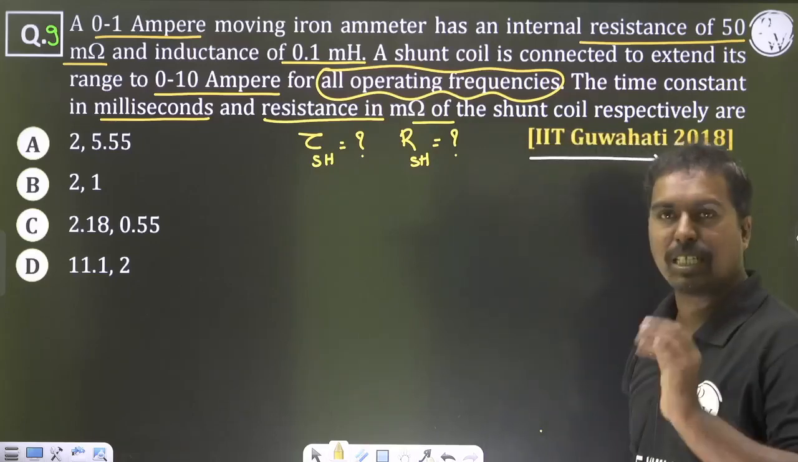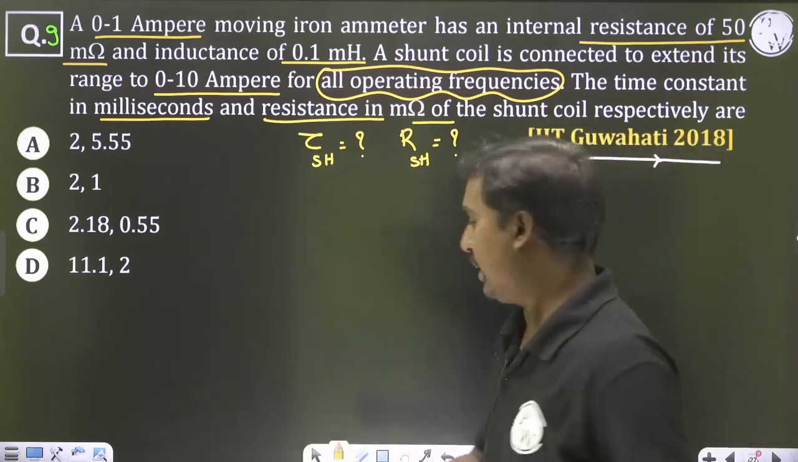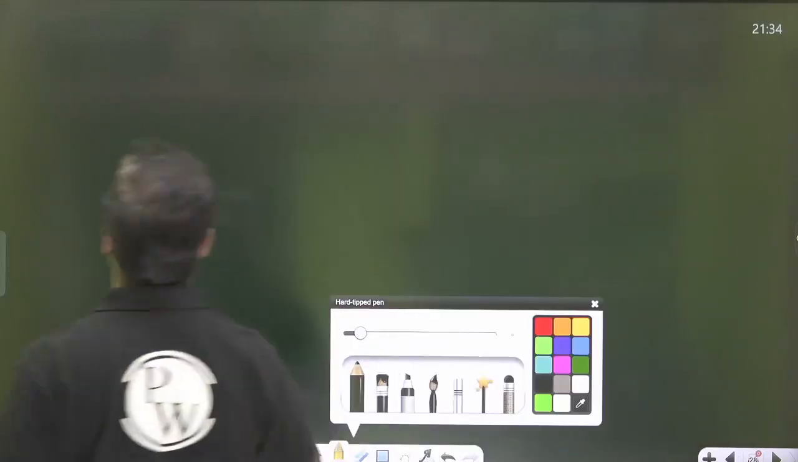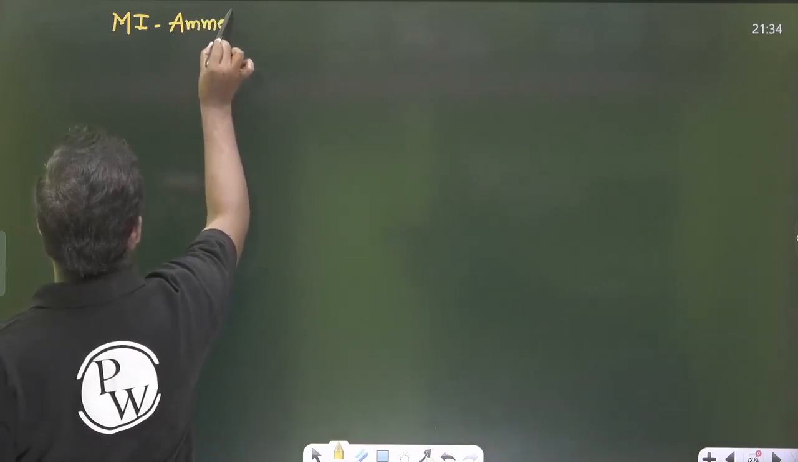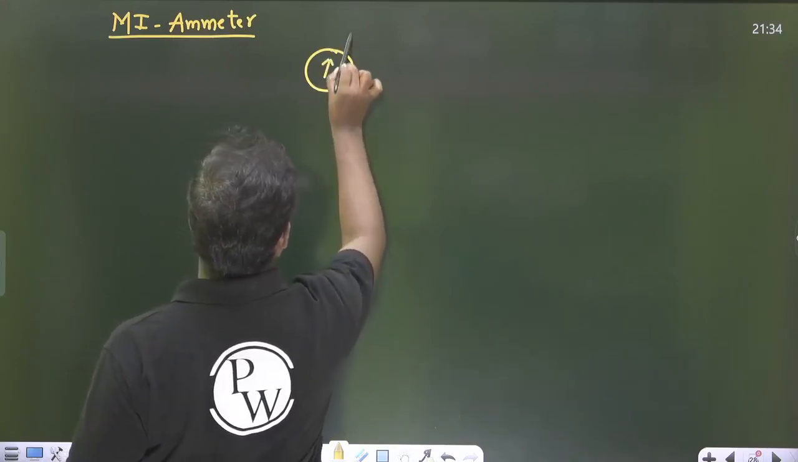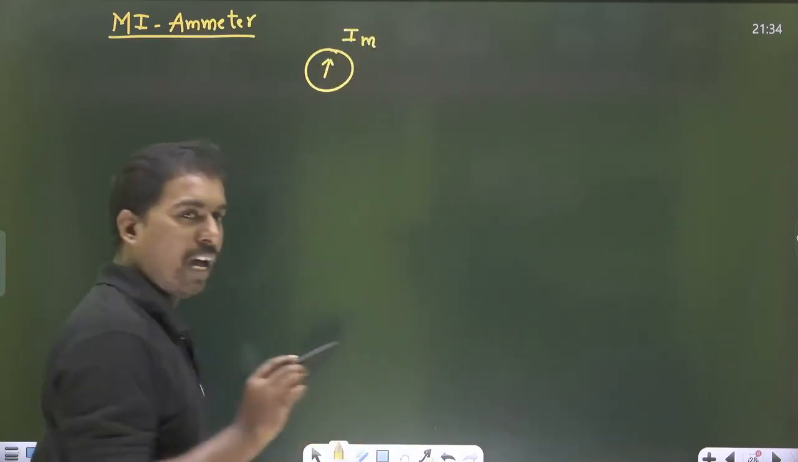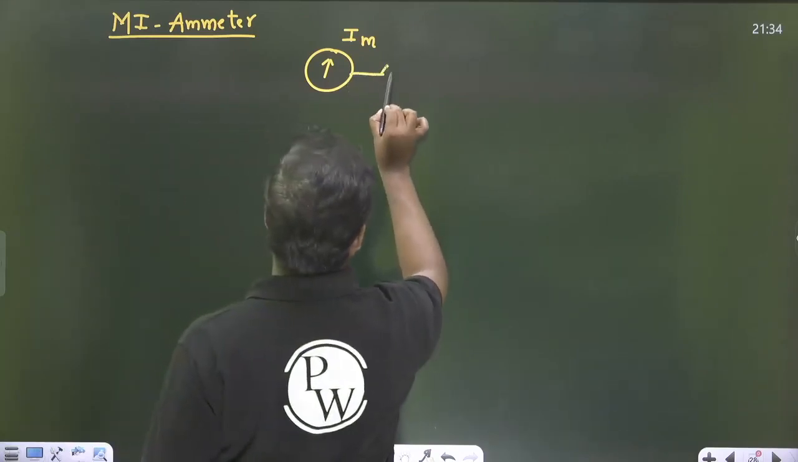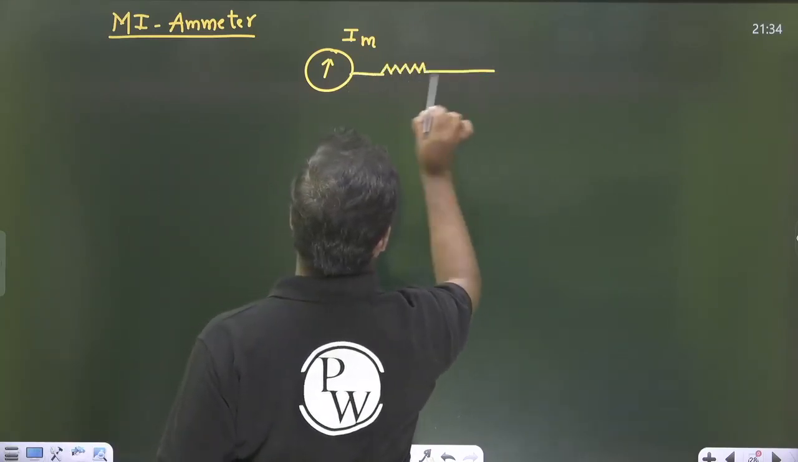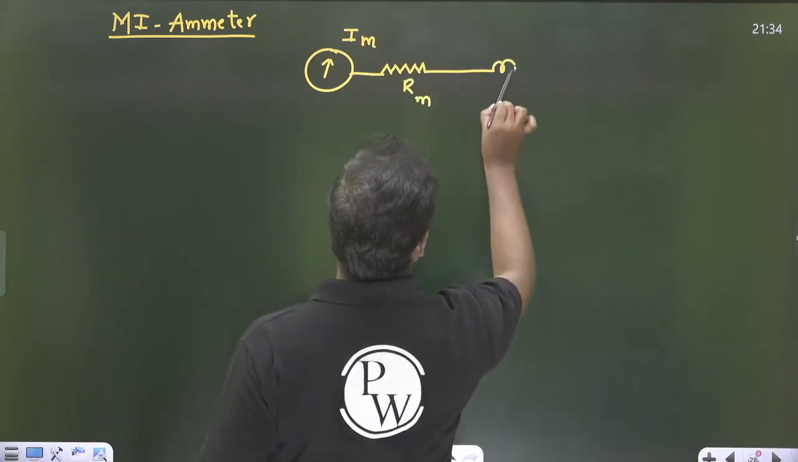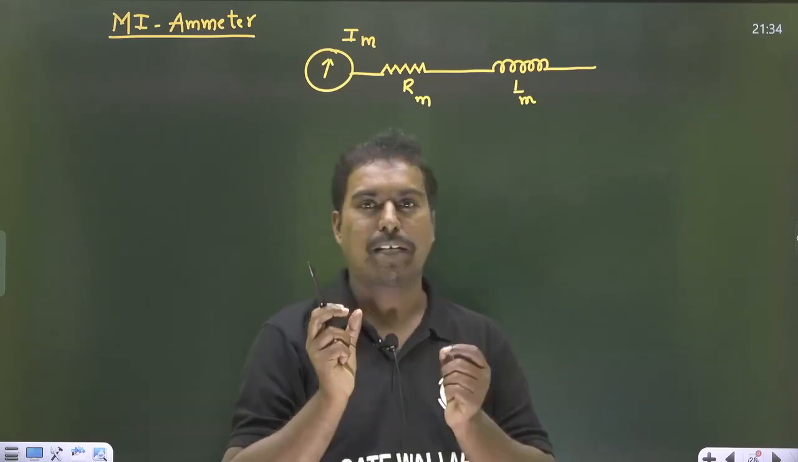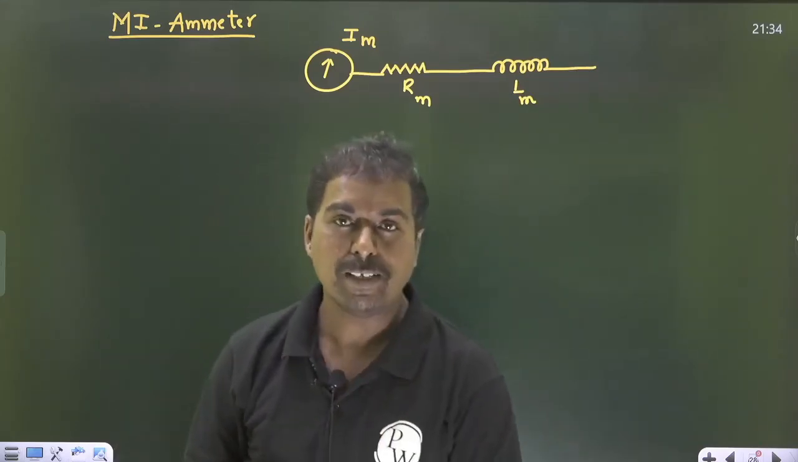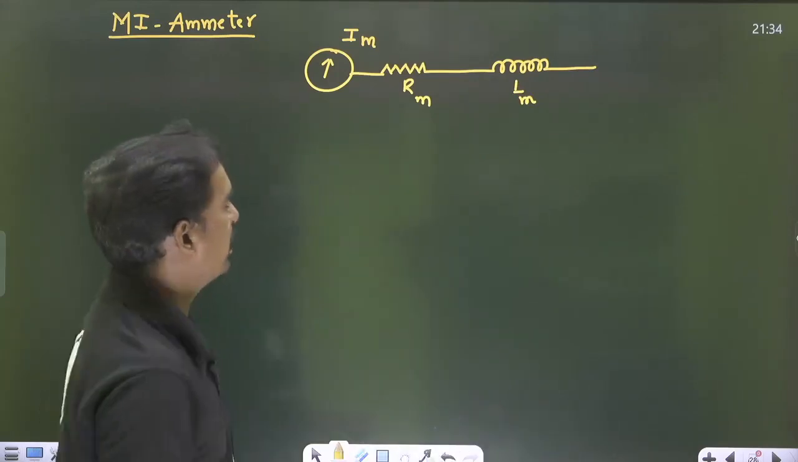So first of all, the question is related to a moving iron ammeter. So let us draw the diagram of the moving iron ammeter. This is our moving iron meter IM. Definitely it has some internal resistance, so this is the internal resistance RM. It also has some internal inductance, that is the coil. The moving iron is made by an electromagnetic coil, an air cored coil, so it has some self inductance. The self inductance is given as LM.